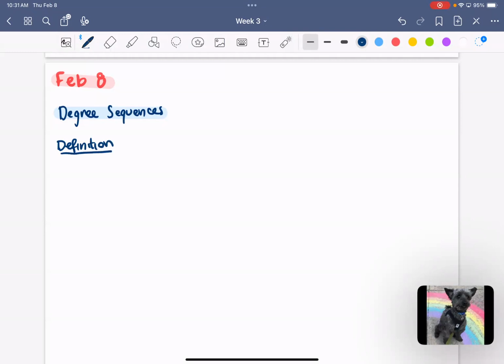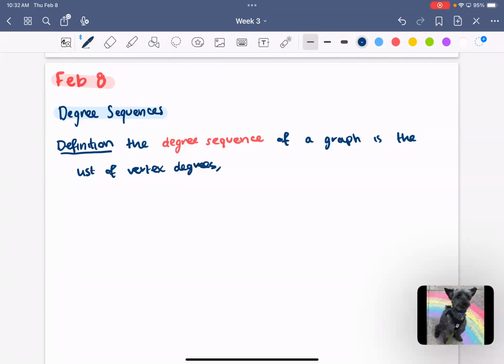which says that the degree sequence of a graph is the list of vertex degrees written in non-increasing order, so smallest to largest.